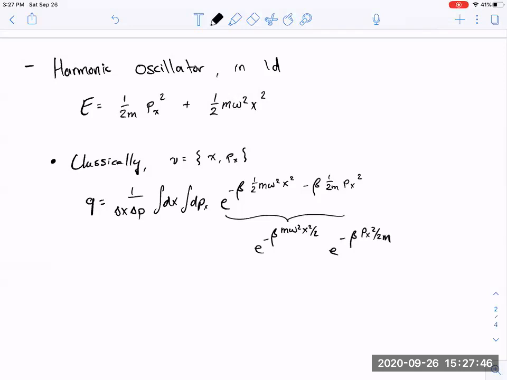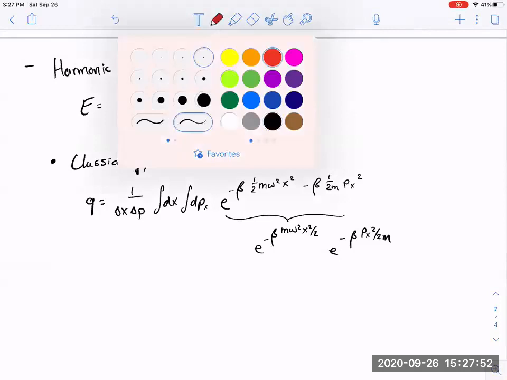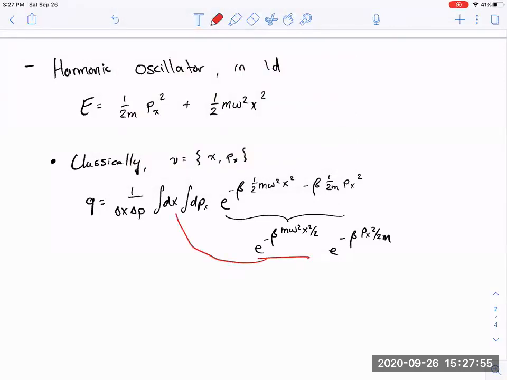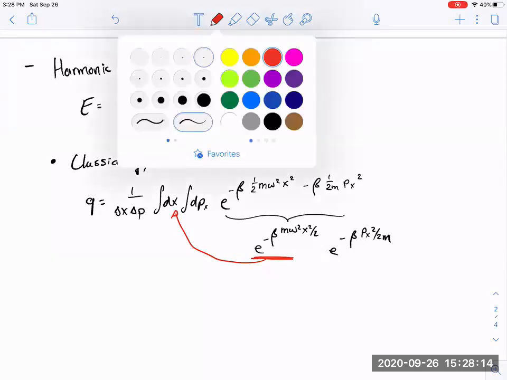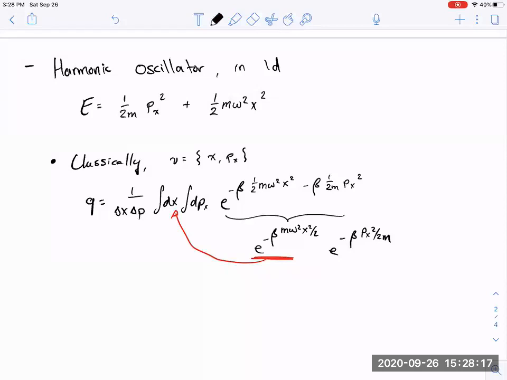That's true classically, where those x's and p's are numbers, not operators. And this one, I can pull through the momentum integral. It's independent of momentum. I can put it under that x integral. And thus I can do those integrals independently. And now I have to ask, well, what should my limits of integration be so I can evaluate those integrals? So momentum in principle can be anything from -infinity to infinity. Now what about x?